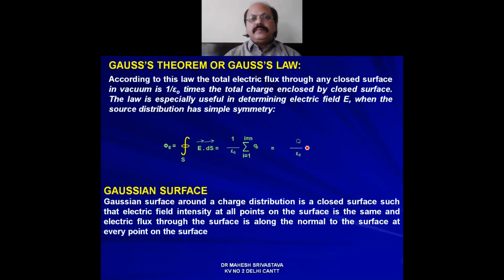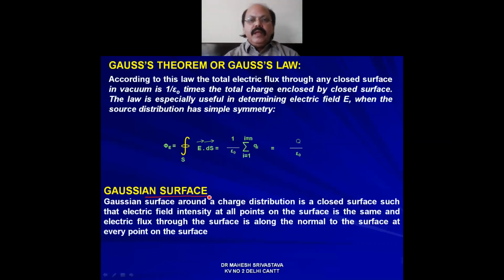Now we have to derive whether this statement is correct or not. For that purpose, you must first understand the Gaussian surface, because while you are deriving Gauss's law or Gauss's theorem, you must know the Gaussian surface, because we have to choose a Gaussian surface for deriving Gauss's law.